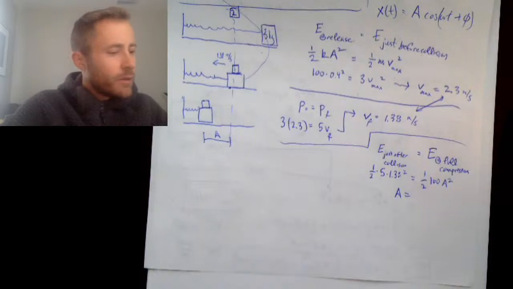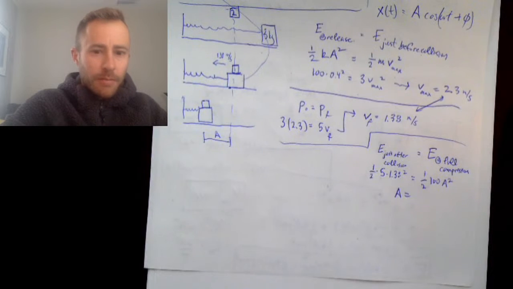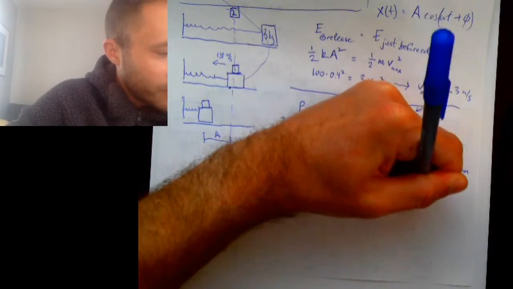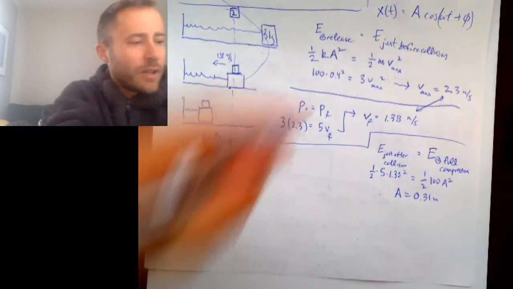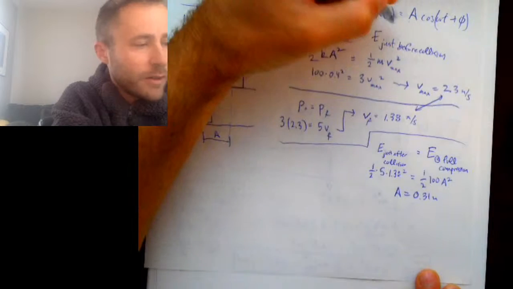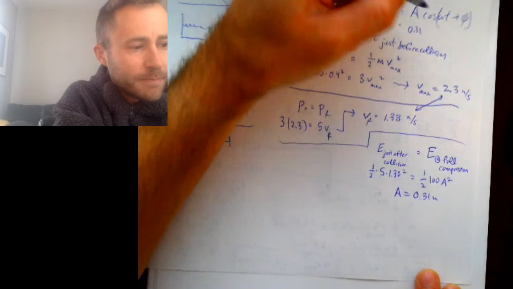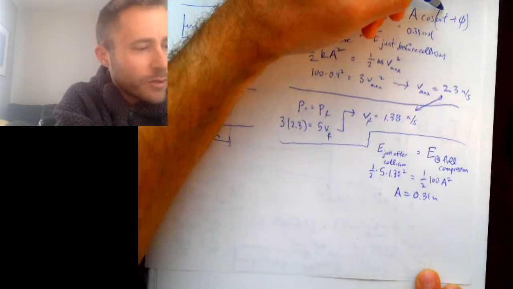Let me see. So we got 5 times squared divided by 100. So the amplitude is now 0.31 meters. Okay, so that tells me that this number right here is 0.31. All right, so now I have to figure out what is omega.